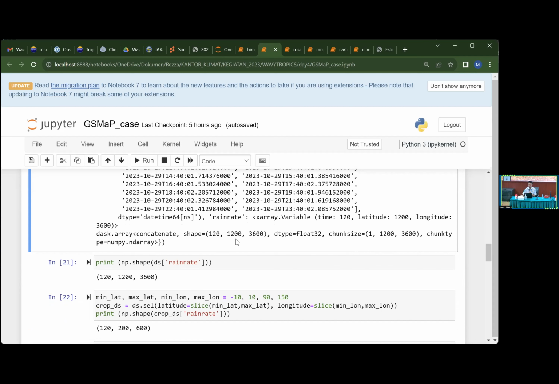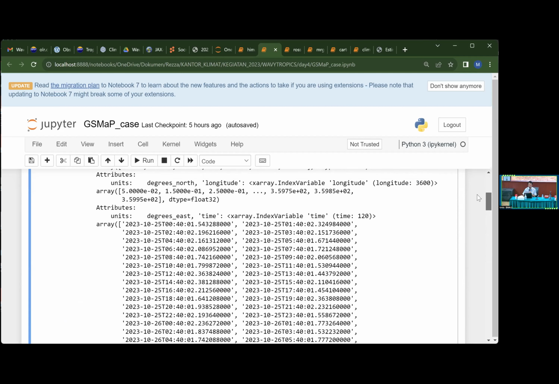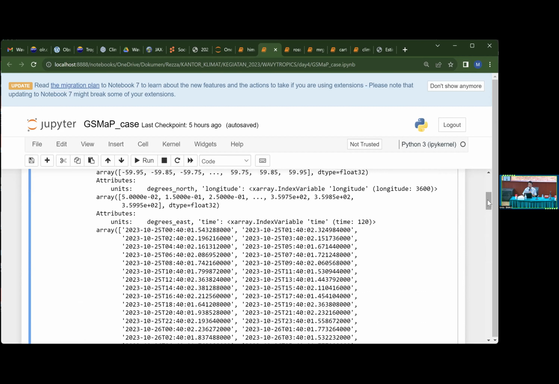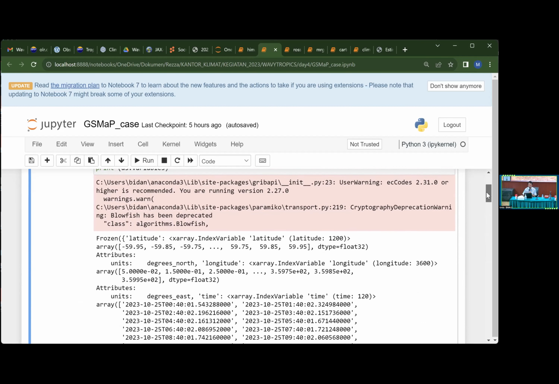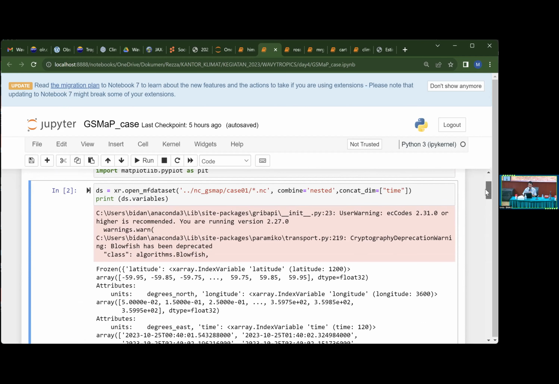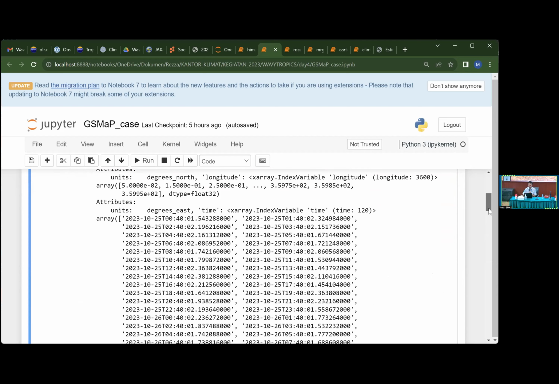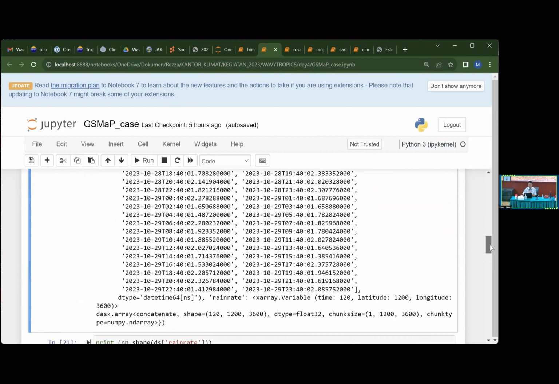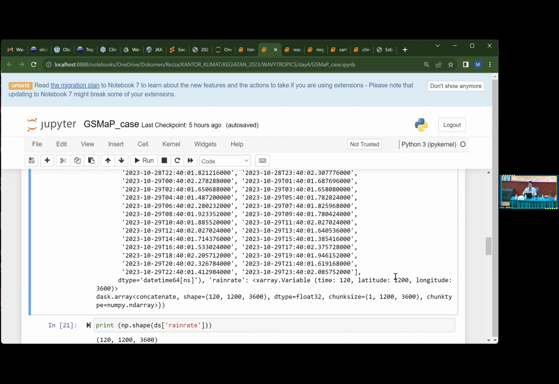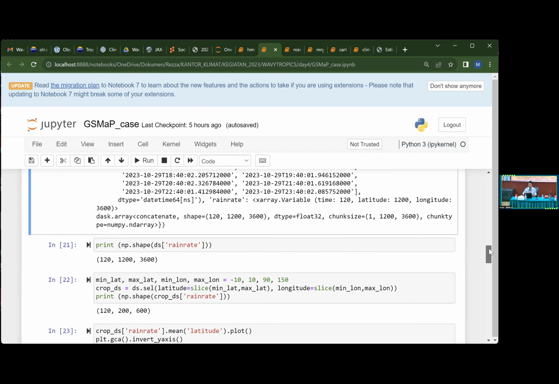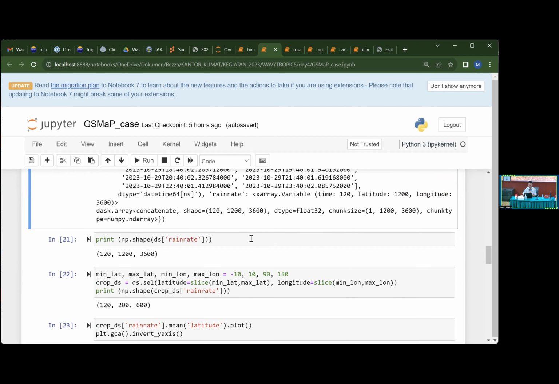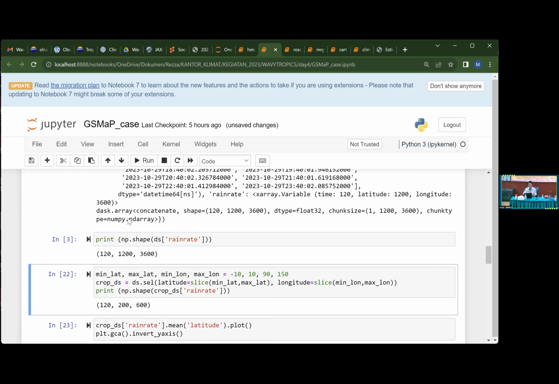And then there is also the important variable that we want to see. GSMaP is the rainfall product provided by JAXA, the agency from Japan. So this is the rain rate variable. We can check this, for instance, if we want to know the shape of the rain rate array. We can just run this, and it will display.